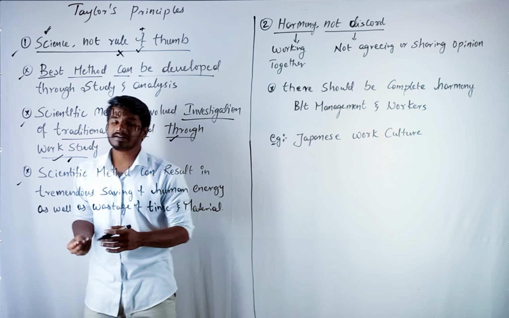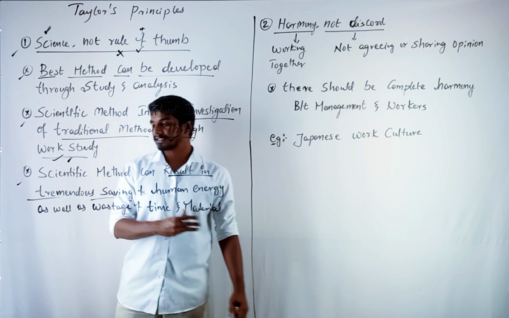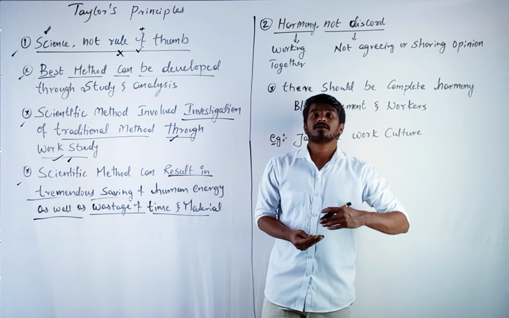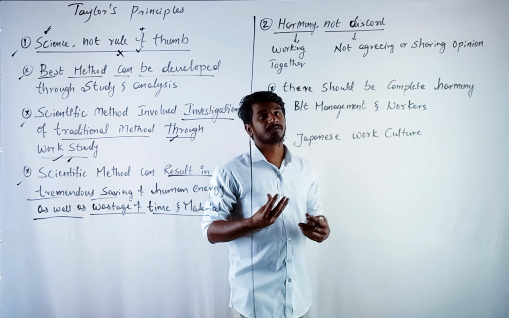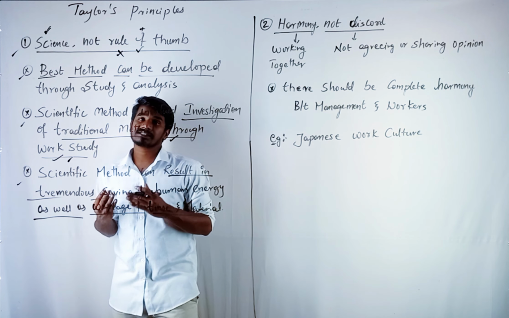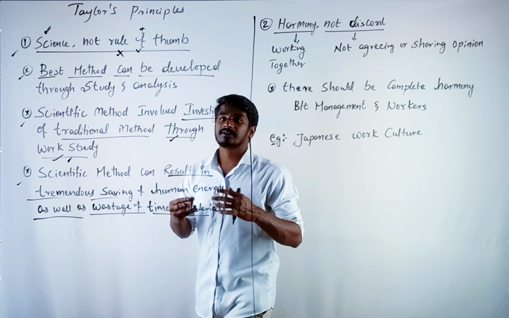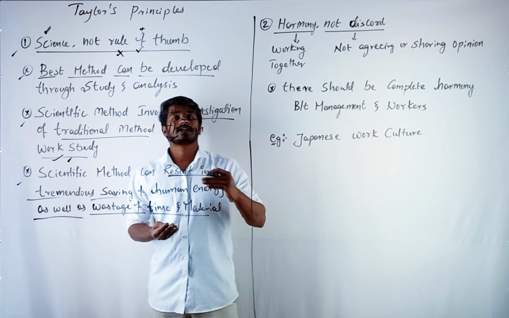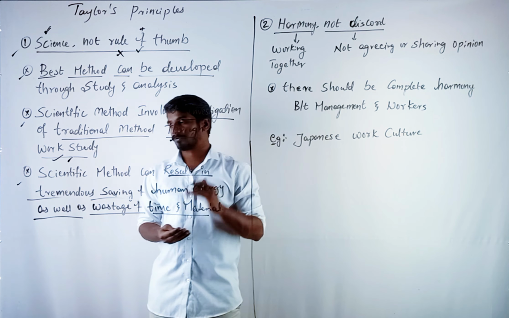The next point is that the scientific method can result in tremendous saving of human energy as well as wastage of time and material. If we follow the scientific method, which is already experimented, through that experiment we know what the wastage is and how much energy it takes. We can set a standard time and standard resources. That will reduce our utilization of resources, meaning optimum resources, and we can make much more profit.